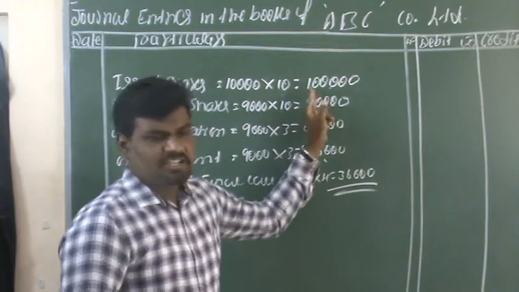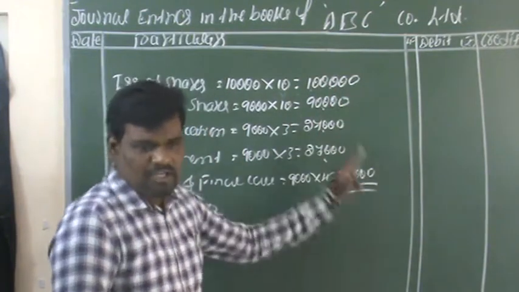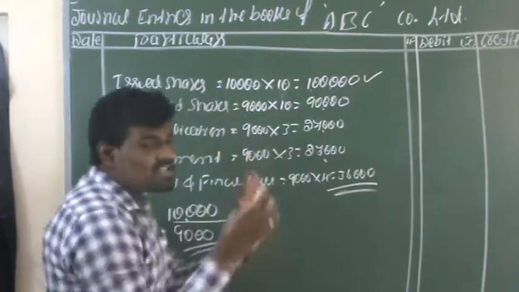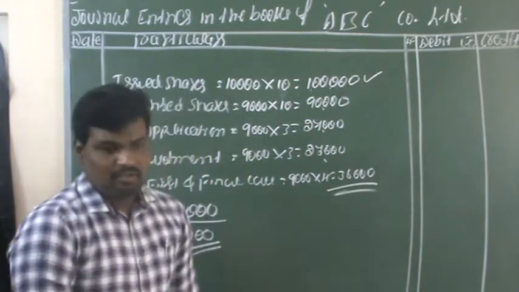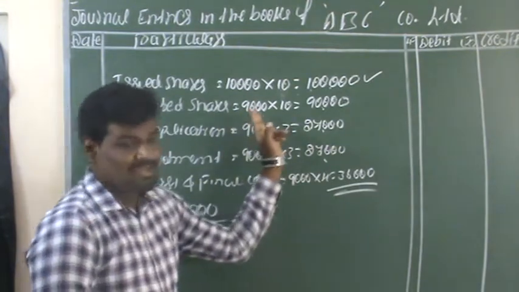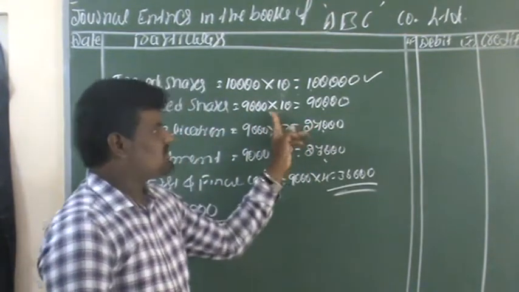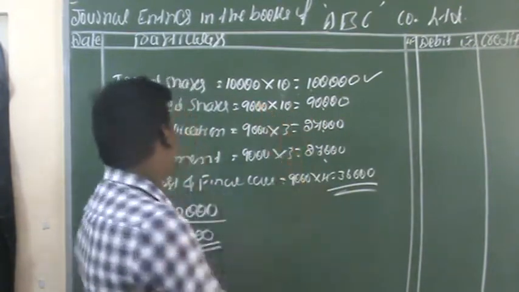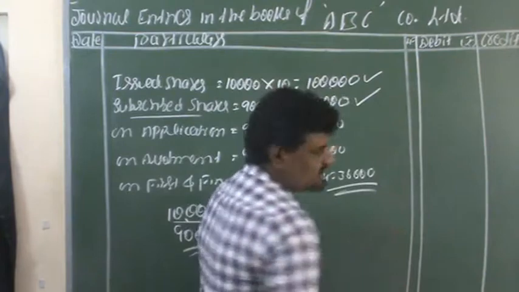10,000 shares at 10 per share means we will get 1 lakh rupees. This is what issued shares. The second one, subscribed shares. What are the shares subscribed by the public? Here the public have subscribed only 9,000 shares. So 9,000 shares at 10 per share means we will get 90,000 rupees from the public. This is subscribed shares.